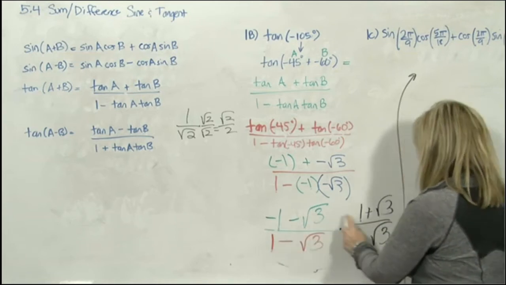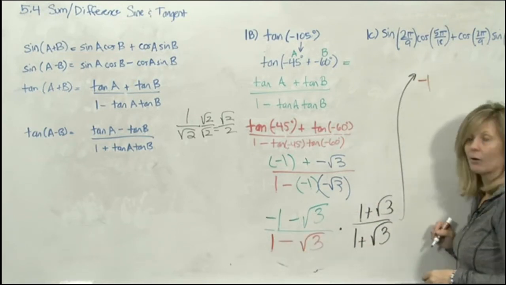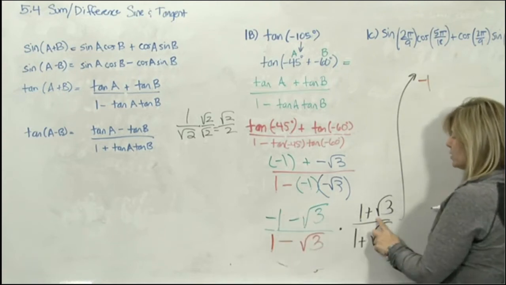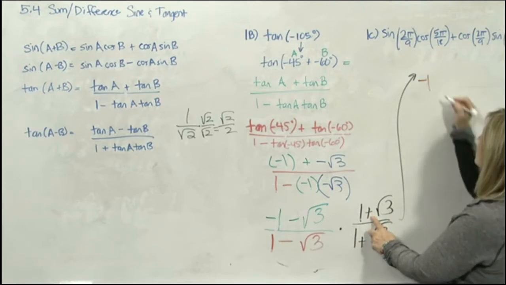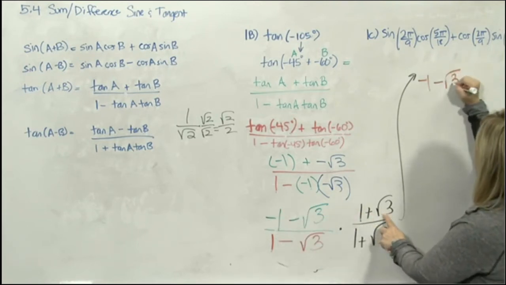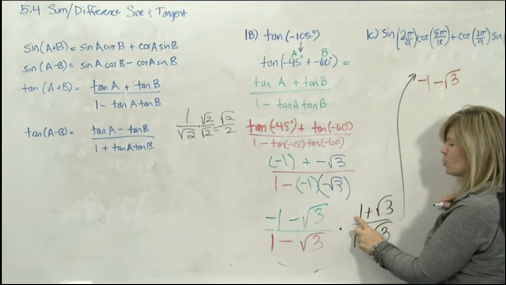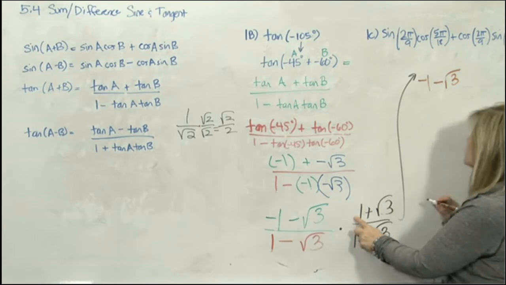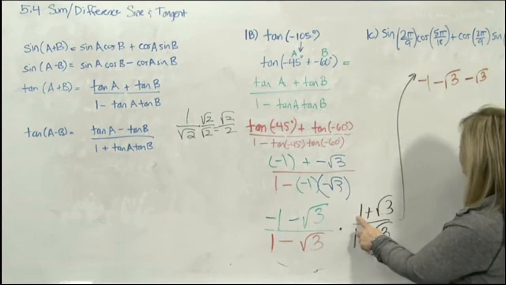First, negative 1 times 1. That's negative 1. Outers, negative 1 times a positive square root of 3. A negative times a positive is a negative. 1 times square root of 3 is square root of 3. Inners, negative square root of 3 times 1. A negative times a positive is a negative. Square root of 3 times 1 is square root of 3.